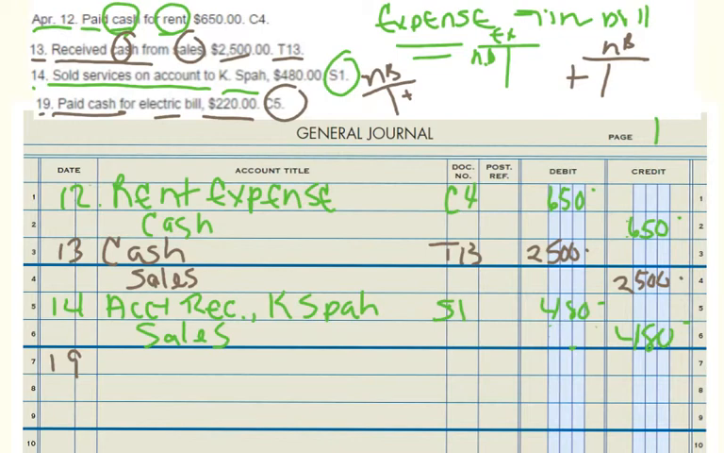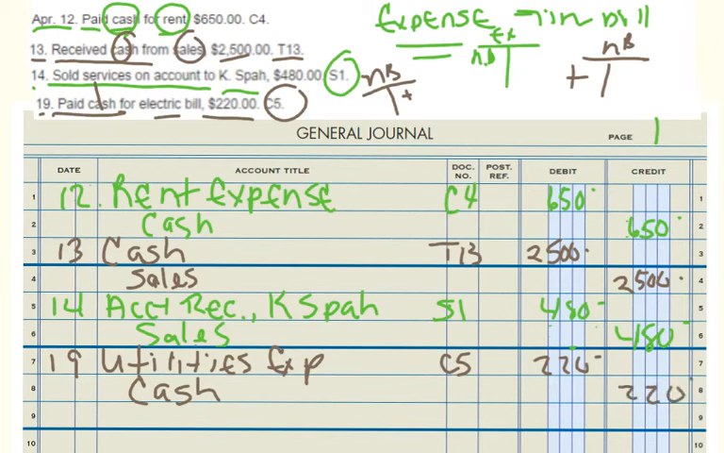So, electric bill. Electric, phone, water, those are called utilities. And from now on, we will lump them all together. And if I could spell, it would be awesome. We are going to call it a utilities expense. Check number 5, $220. How did we pay it? We paid it with cash. Cash went out. $220. It looks like if we add all these up, our debits and our credits balance.